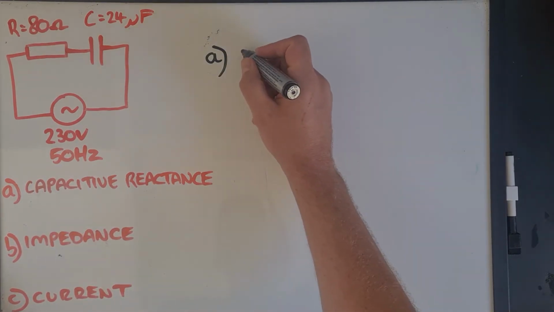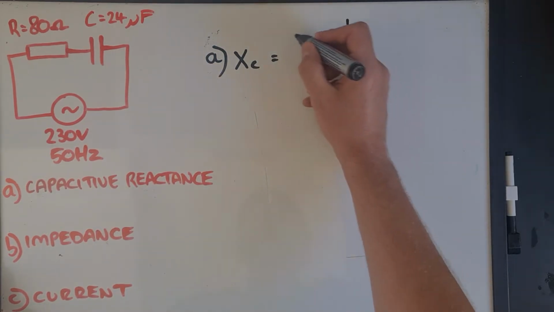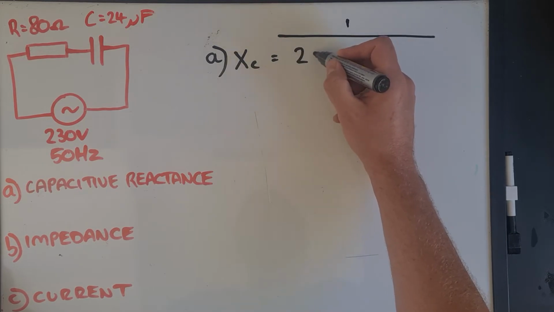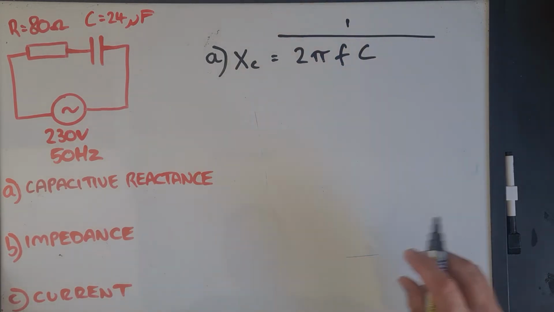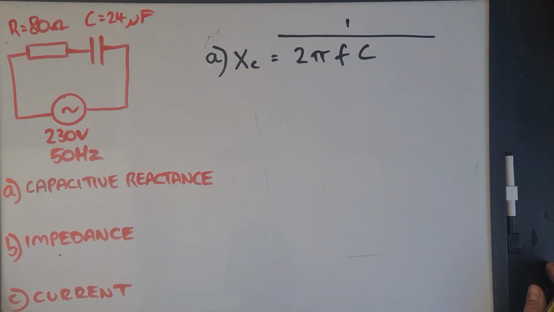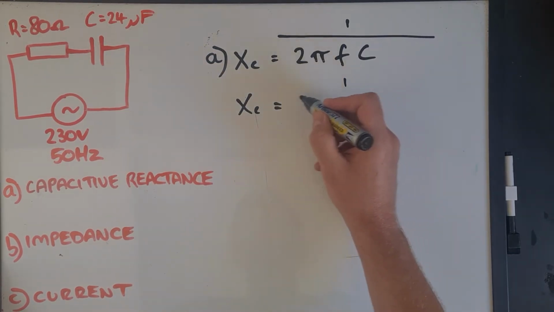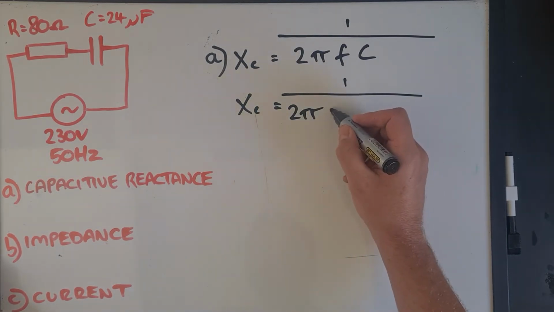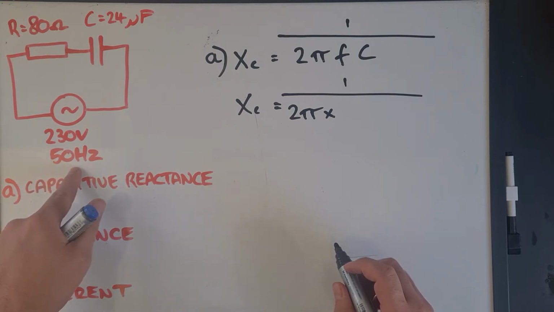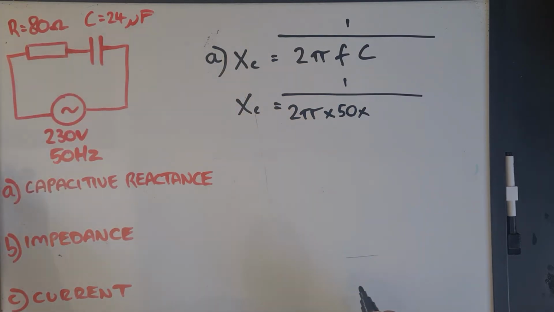So our formula for capacitive reactance: XC is equal to 1 over 2 times pi times the frequency of the circuit times the capacitance of that component. So if we step down and put some numbers in here, we have 1 over 2 times pi, that's always going to be the same, multiplied by our circuit frequency of 50 Hertz, multiplied by our capacitance, which is 24 microfarads.